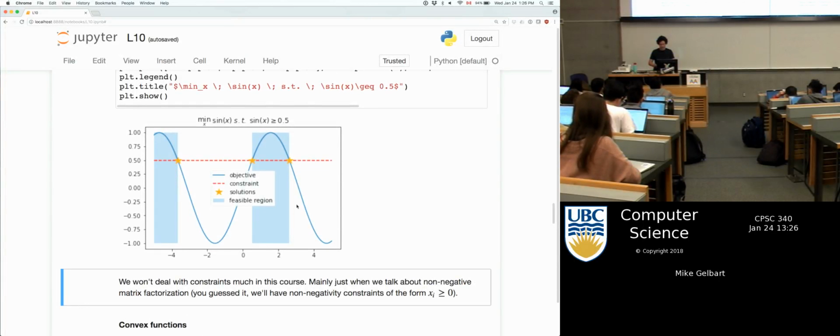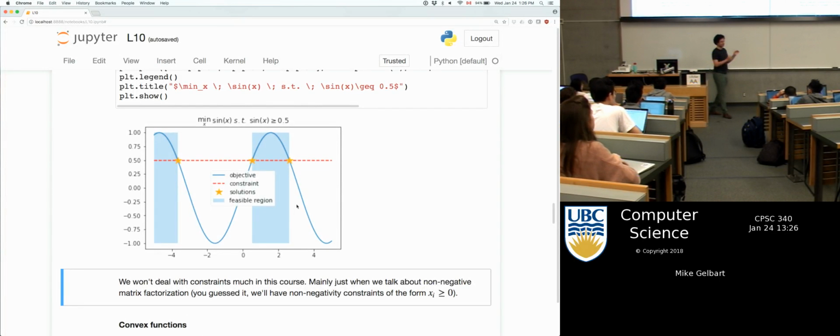Fine, good. So I don't want to say too much about constraints. There's only really one place in the course where we're going to heavily talk about them, which is when we talk about non-negative matrix factorization later in the course. The name sort of gives it away. There will be something non-negative. There will be some constraints of the form greater than or equal to 0. But that's a few weeks away. So I'll just leave it at that.